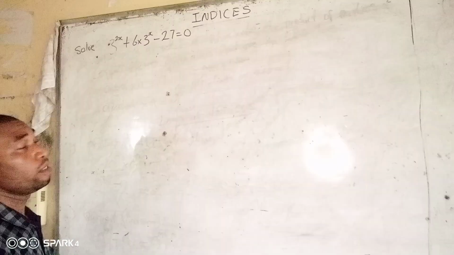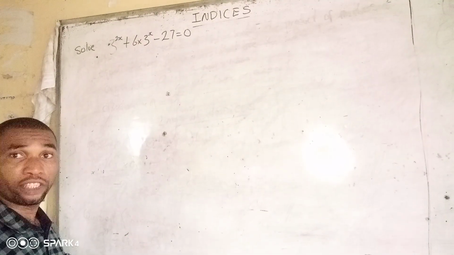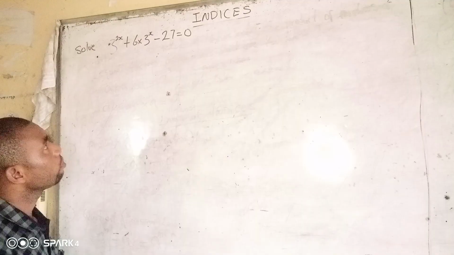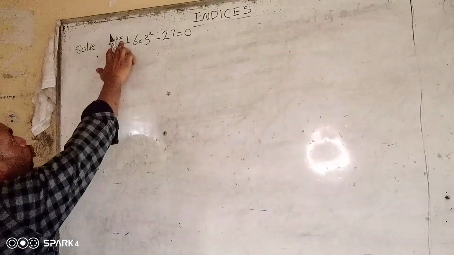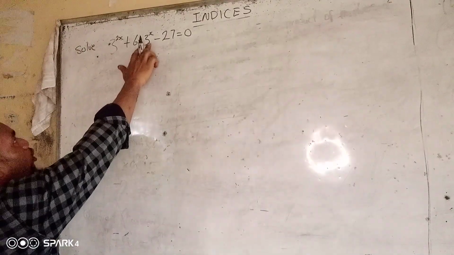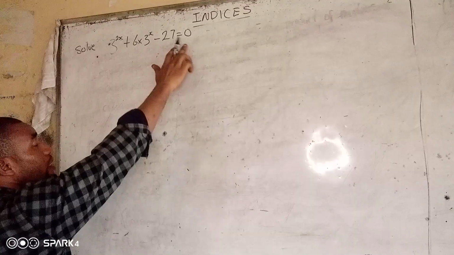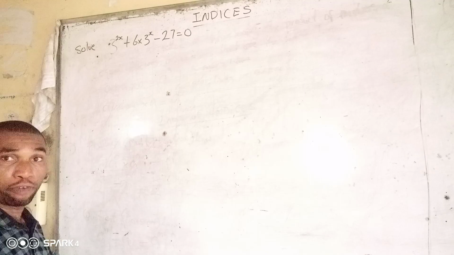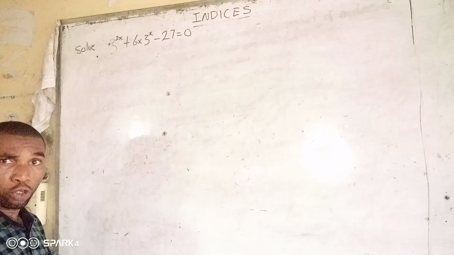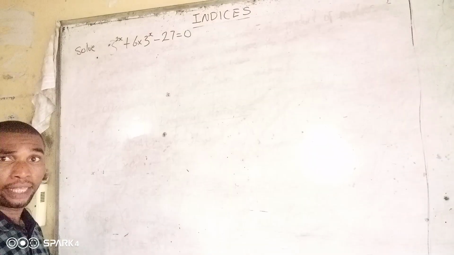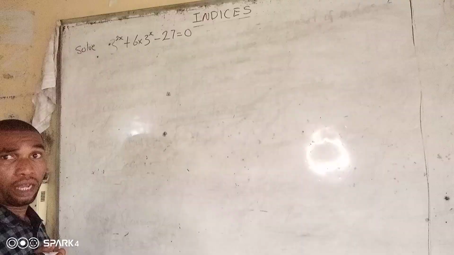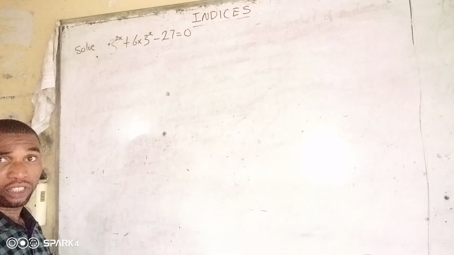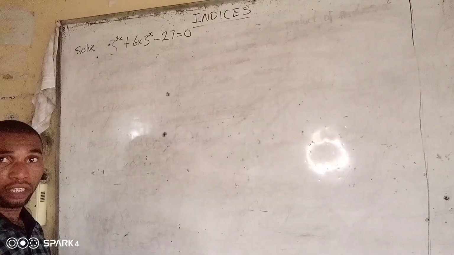Now, this is our next question on exponential indicial equation. 3 raised to the power 2x plus 6 times 3 raised to the power x minus 27 is equal to 0. Whenever you see a question of this form, what should come into your mind is that we are going to attain the quadratic form, which is ax squared plus bx plus c is equal to 0.